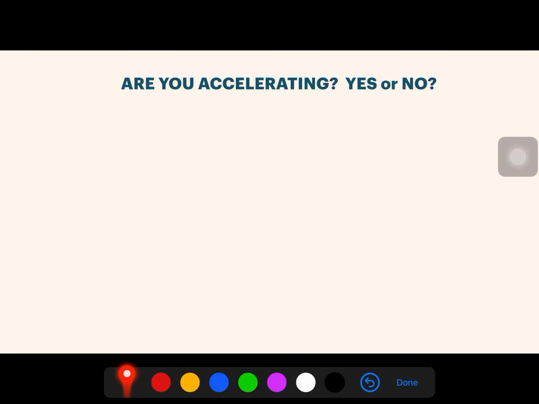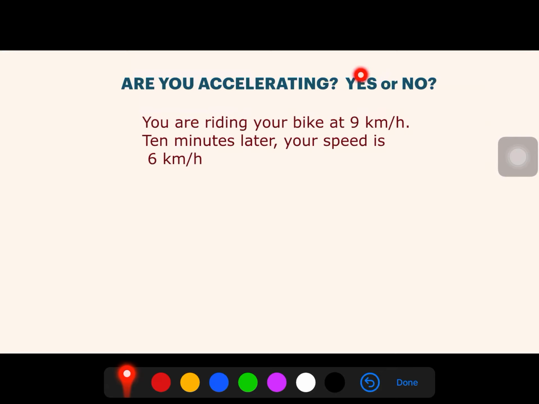So I want you to look at this scenario and tell me if you are accelerating. Remember, accelerating means your speed or direction is changing. You are riding your bike at 9 kilometers per hour. 10 minutes later, your speed is 6 kilometers per hour. Are you accelerating?